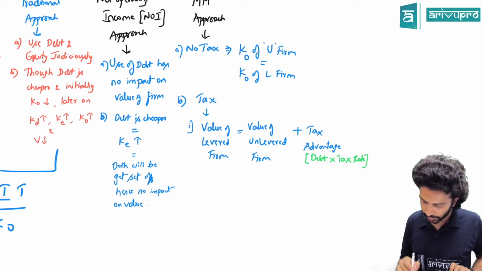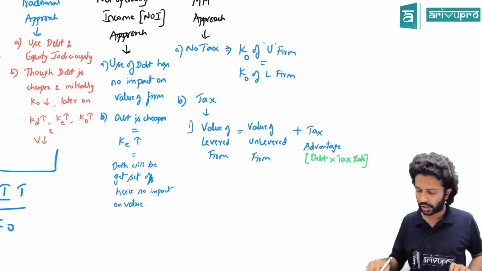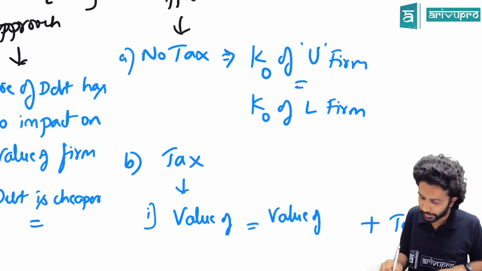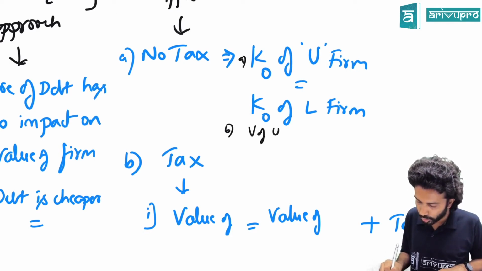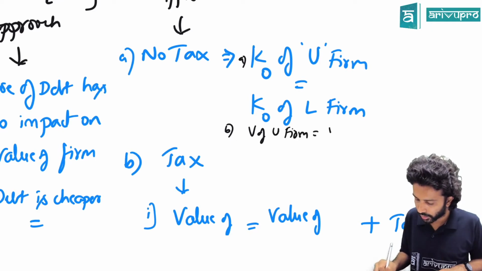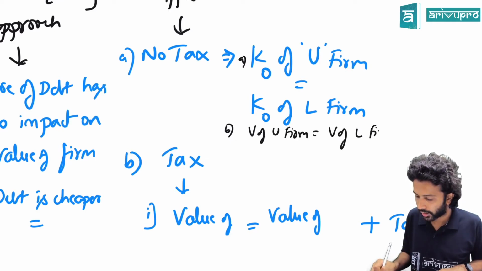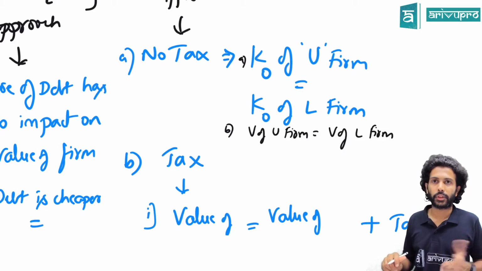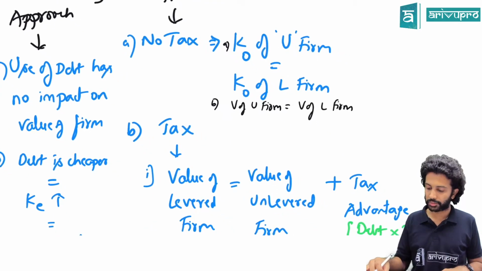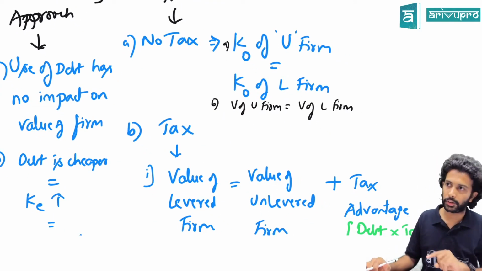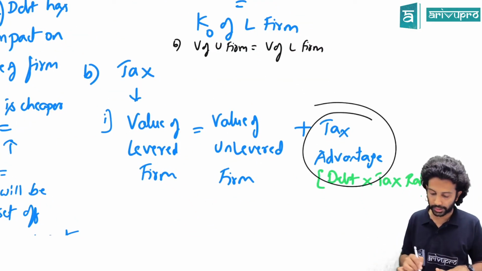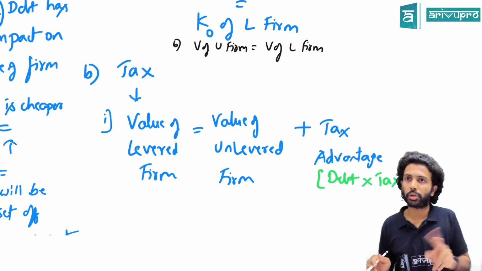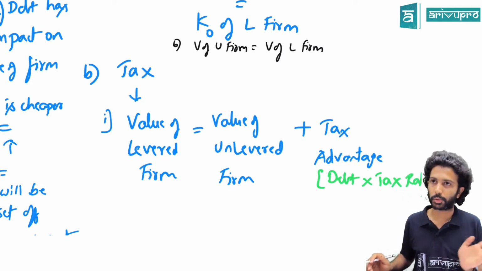Next, here one more you could write. If there is no tax, the cost of capital also will be the same, and value of the U firm will be equal to value of the L firm. Only if there is a tax, we add that tax advantage. If there is no tax, both firms will have the same value as per this approach.